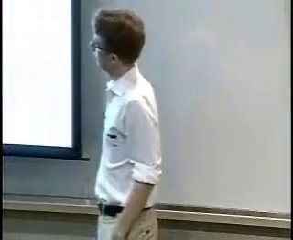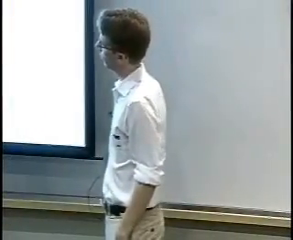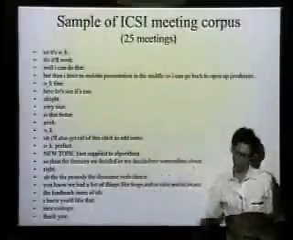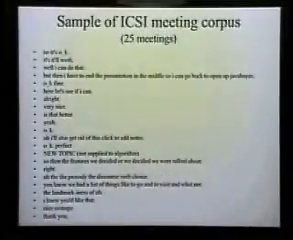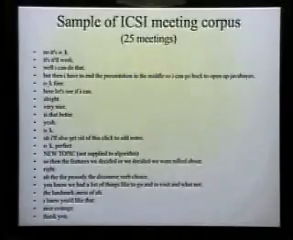But the basic idea here would be that we take input data like this and then try and figure out where the points are in these data at which people are changing the topics that they're talking about. So this is a hand-annotated corpus of meetings where the annotations indicate the points at which there's a change in the topic under discussion.